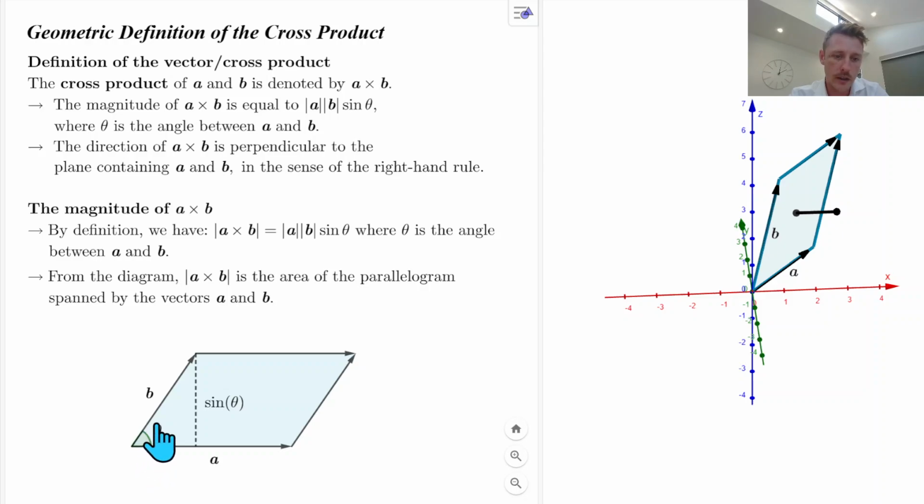So what we get is, if we multiply the magnitude of A by the magnitude of B multiplied by sine theta, that gives you the area of that parallelogram, which is the magnitude of the cross product. Okay, so that is how we calculate that.